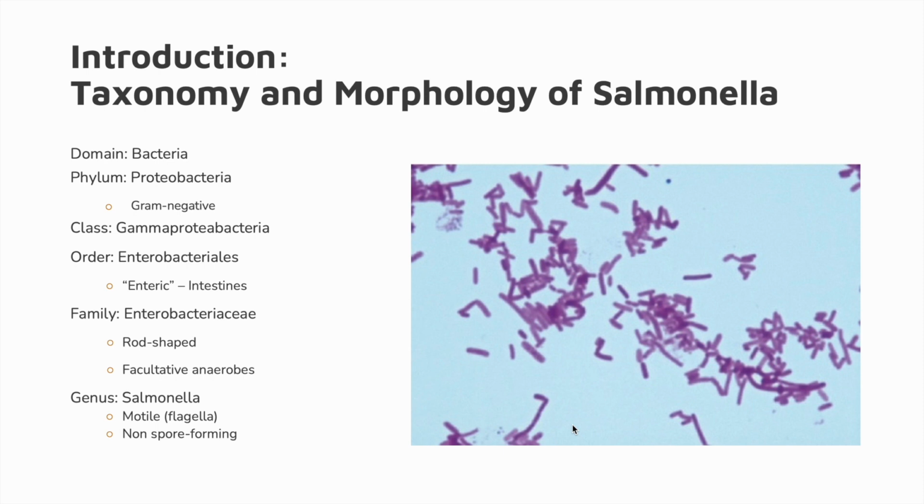membrane. So moving on to class, while gamma proteobacteria covers a wide range of classifications, the order Enterobacteriales specifically comes from the word enteric, meaning intestines, which should tell us a little bit about its niche and where it lives. Moving on to the family, it being Enterobacteriaceae classifies it as a rod-shaped bacteria, making it facultatively anaerobic bacilli. And then finally, Salmonella specifically would be motile, therefore needing flagella, and additionally, they are non-spore forming.